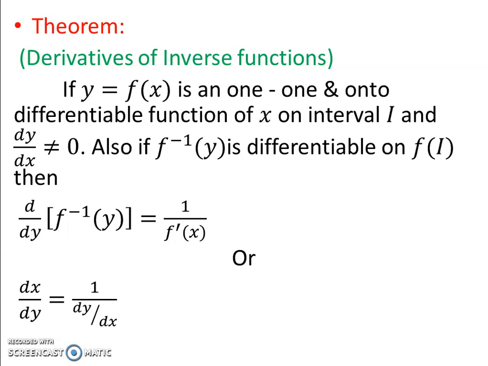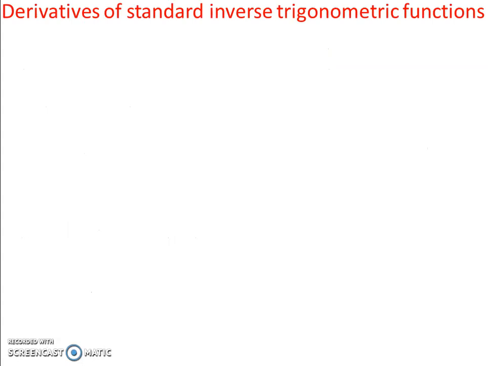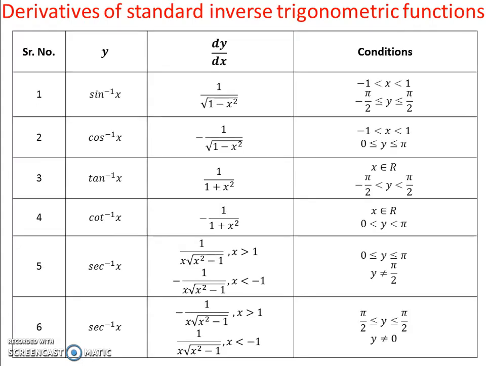So let us compile them in a table. It is the derivative of standard inverse trigonometric functions with conditions. So the table consists of 3 important columns: y, its derivative with respect to x, and the conditions. So the derivative of sin inverse x is 1 upon under root 1 minus x square with these conditions. Derivative of cos inverse x is minus 1 upon under root 1 minus x square. Derivative of tan inverse x is 1 upon 1 plus x square. Derivative of cot inverse x is minus 1 upon 1 plus x square.